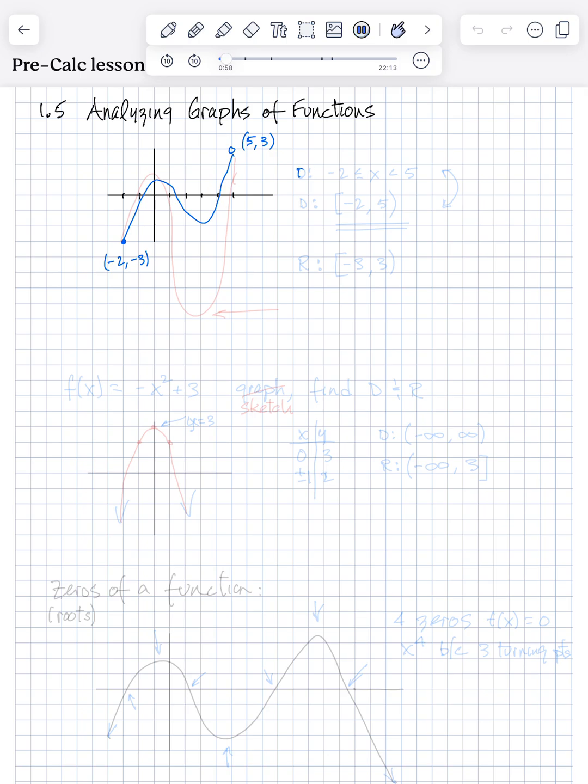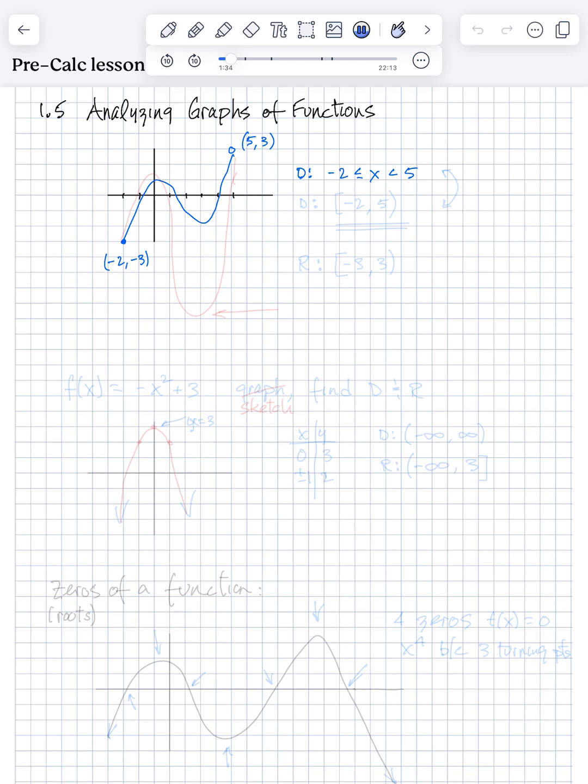So the domain, as we know, is whatever x is allowed to be. It goes from -2, and always start from the left going right, and on the range you start from the bottom and you go up. So -2, and since it's a filled in dot, it's less than or equal to x, and it goes to 5, but it doesn't quite make it because there's a circle there, so this is just less than 5.